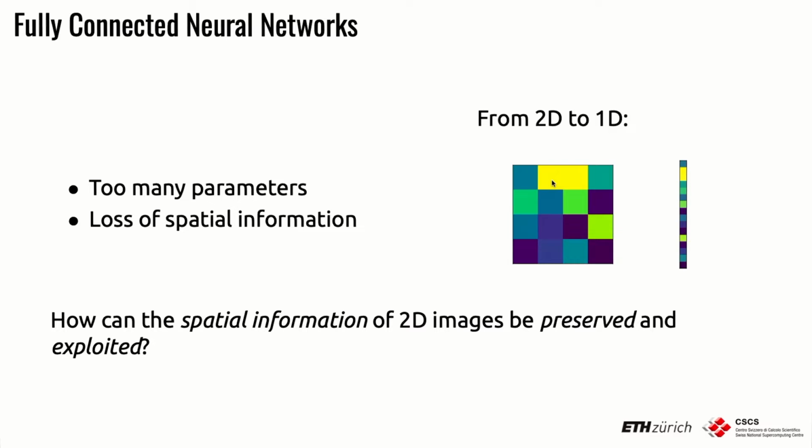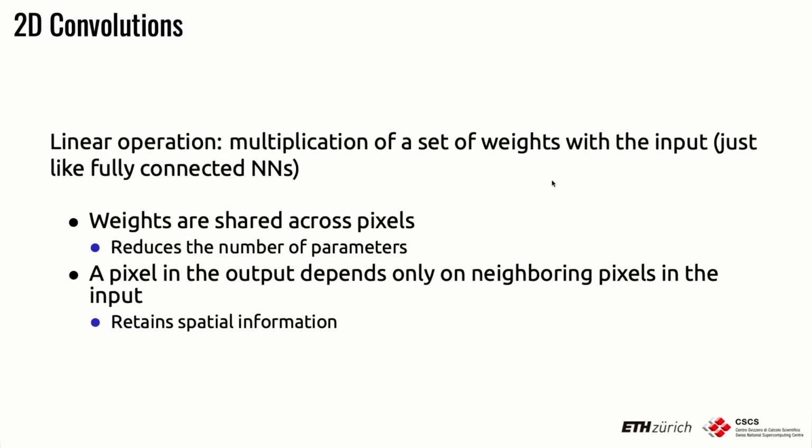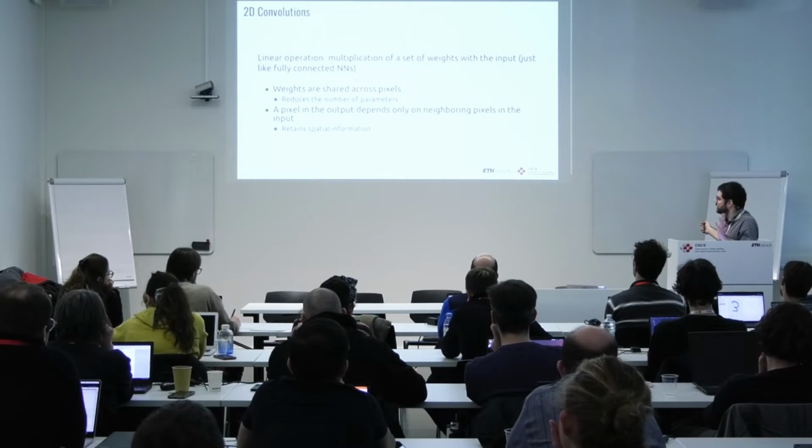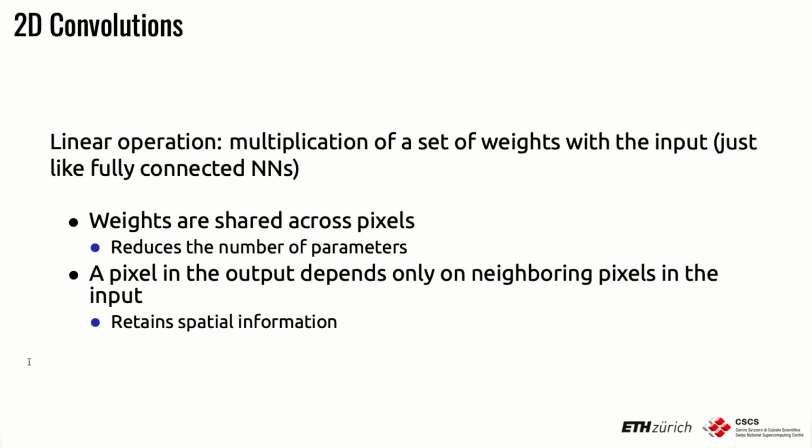So the question is, how can spatial information of 2D images be preserved and exploited in a deep neural network? And the answer is to change the type of linear operation. It's still a linear operation, so basically matrix multiplication, but you have to change it. It's not like a linear layer in that the weights are shared across the pixels, so you reduce the number of parameters. You don't have one weight for every connection to every other pixel, but you can reuse most of the weights, leading to a much lower number of parameters. Another feature is that the output pixel should only depend on the neighboring pixels of the input. So a pixel in the sky should not correlate with a pixel on the ground over a very long range in the image, and this allows you to retain the spatial information.